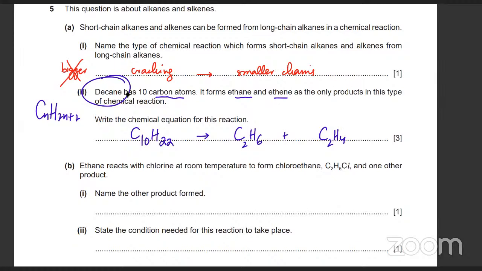Now you need to balance this. So how do you balance this? Maybe 3 and 2? Look, the carbons are 10 now, 6 plus 4, that's 10. How many hydrogens? There's too many, so that can't be it. So basically we have trouble balancing the hydrogen. How would you balance it? You have to get the hydrogens right as well.